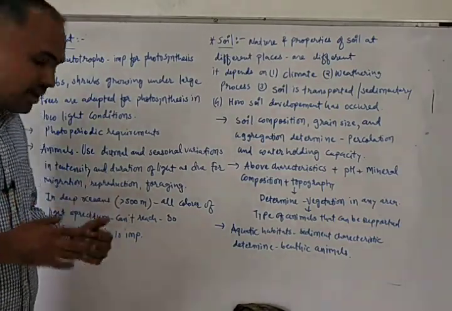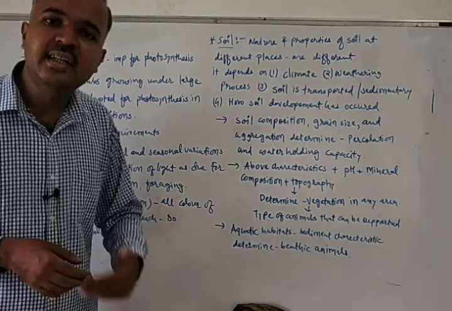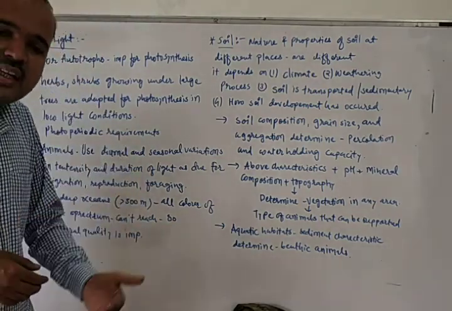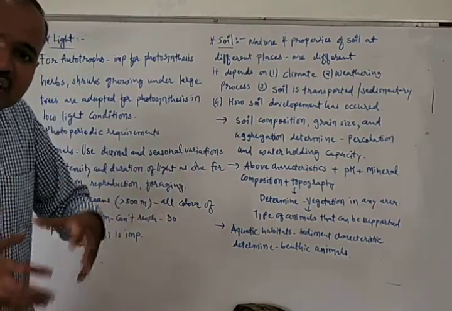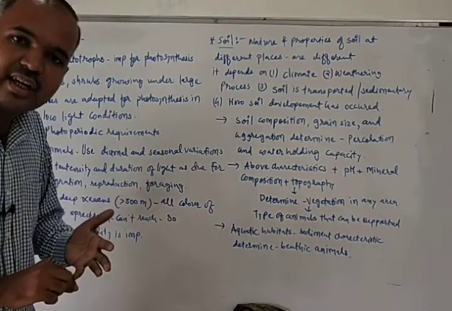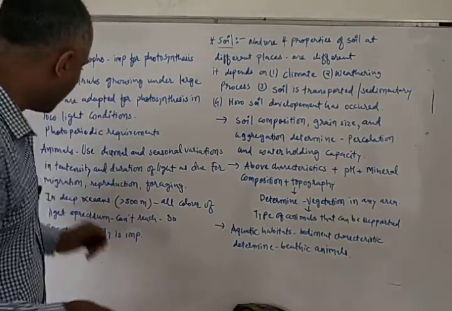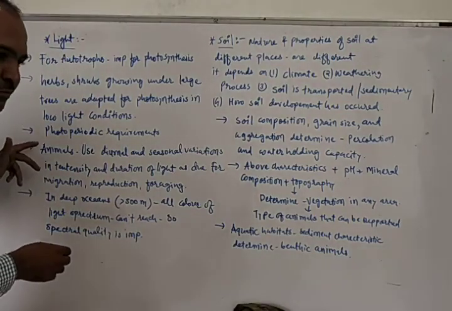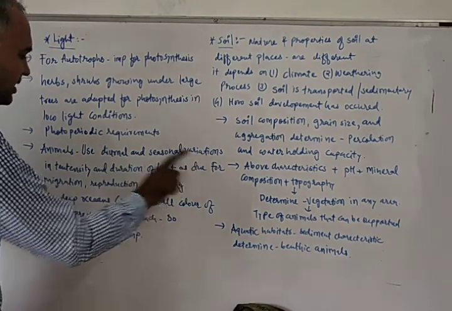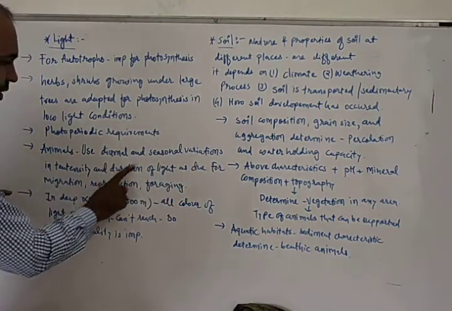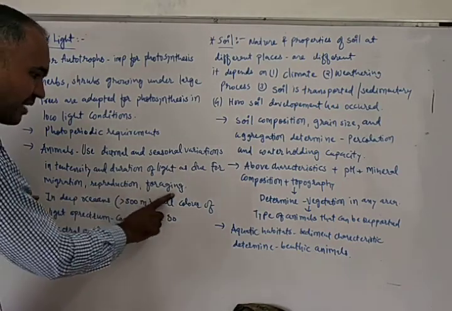This point is very important. Animals use seasonal and diurnal variations in intensity and duration of light as a clue for reproductive activity, migratory activity and foraging activity. So this point explains the importance of light for animals. Animals use diurnal and seasonal variations in intensity and duration of light as a clue for migration, reproduction and foraging.